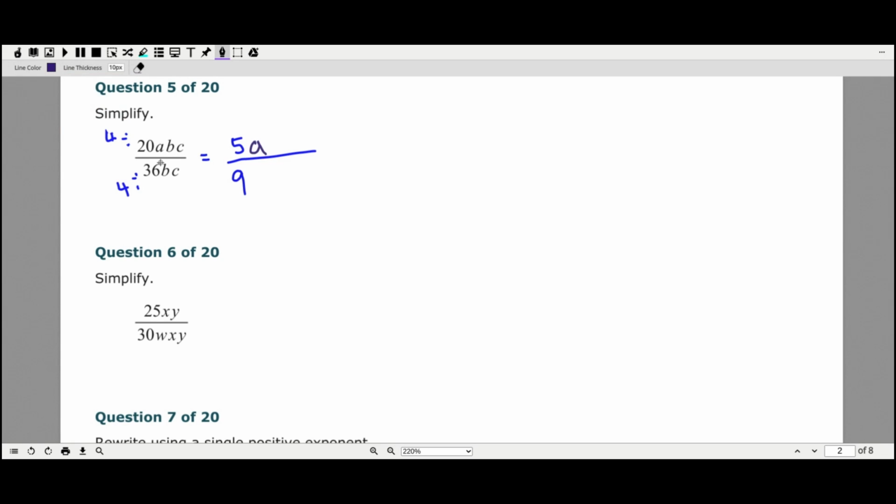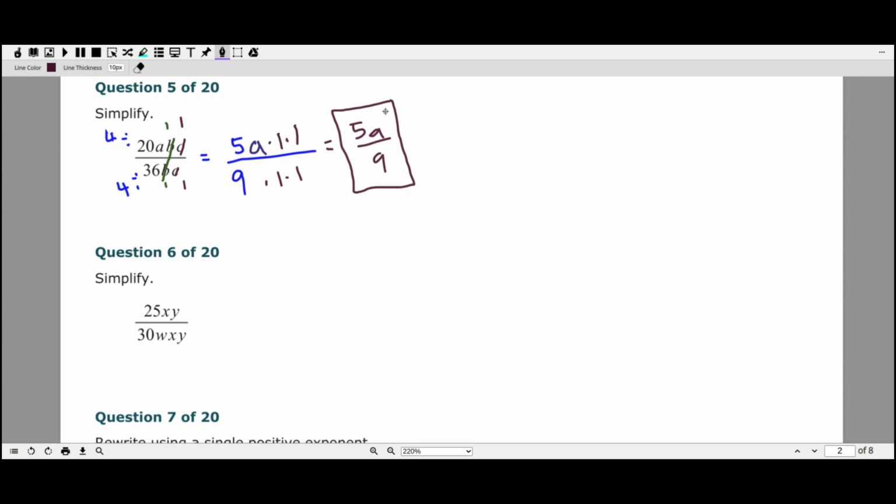A is A because there's no A at the bottom. B divided by B is 1 on each, right? And C divided by C is 1 on each. So 5A times 1 times 1, over 9 times 1 times 1, is just 5A over 9.